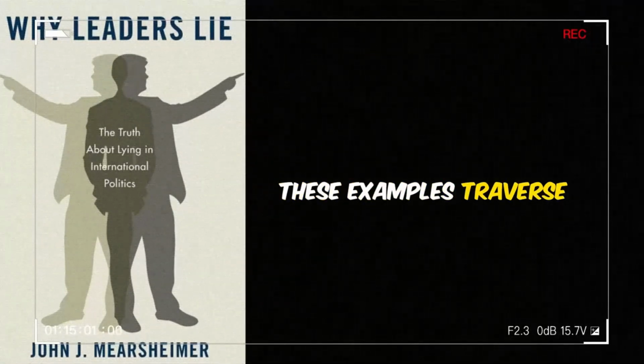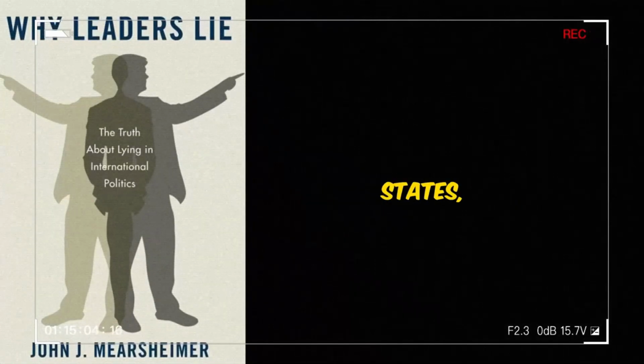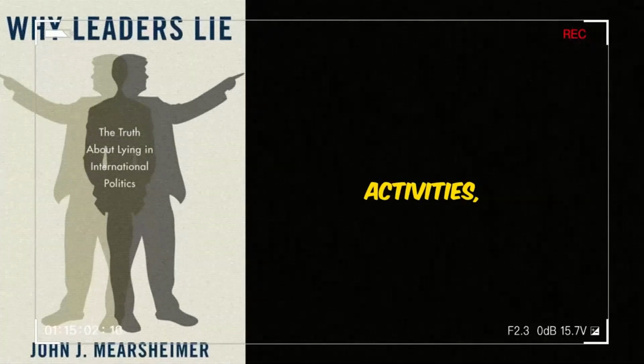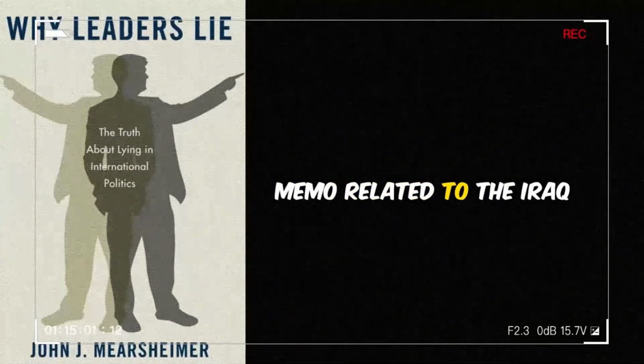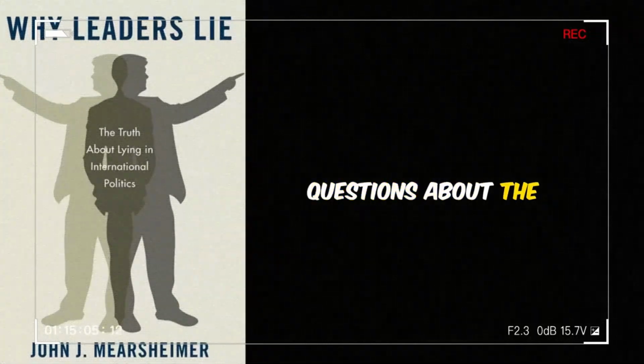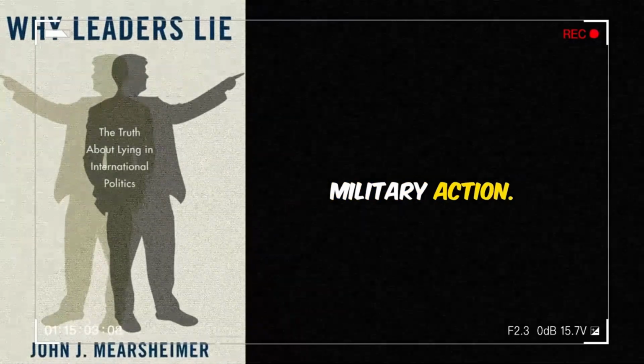These examples traverse a range of scenarios, including the Watergate scandal in the United States, where the Nixon administration attempted to conceal its involvement in illegal activities, and the Downing Street memo related to the Iraq War, which raised troubling questions about the manipulation of intelligence to justify military action.